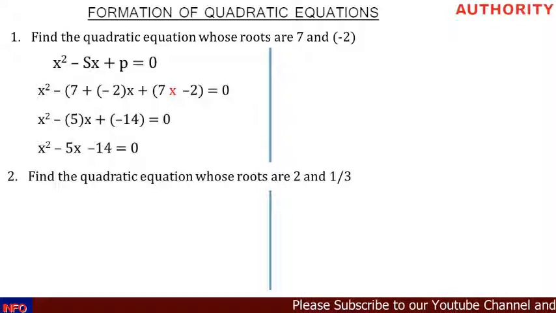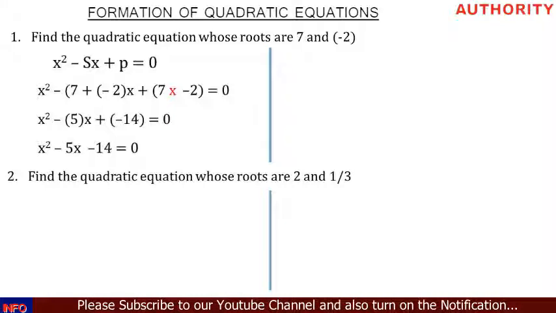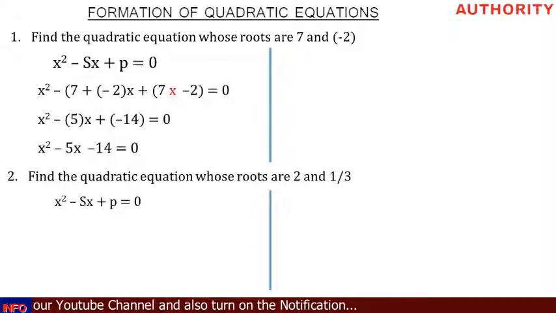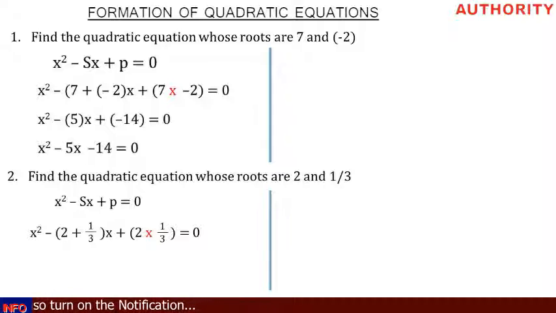We have: find the quadratic equation whose roots are 2 and 1 all over 3. Okay, so here we have the roots to be 2 and 1 all over 3. Let's use our formula. We have x squared minus (sum)x plus (product) equal to 0. Now we're going to have x squared minus open bracket, the sum, 2 plus 1 all over 3, close the bracket, x plus the product, 2 times 1 all over 3 in bracket, equal to 0.